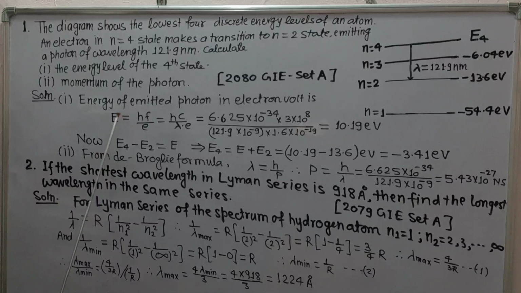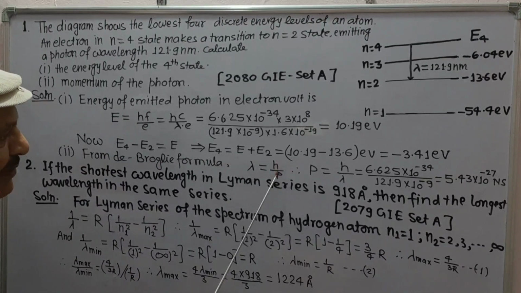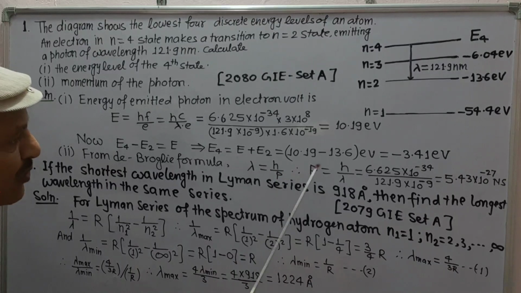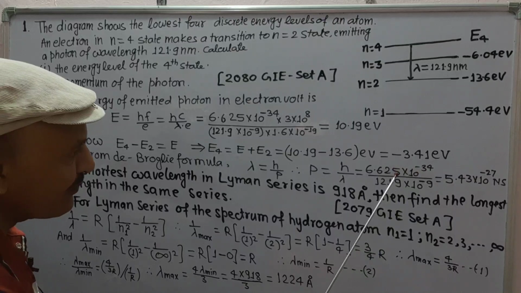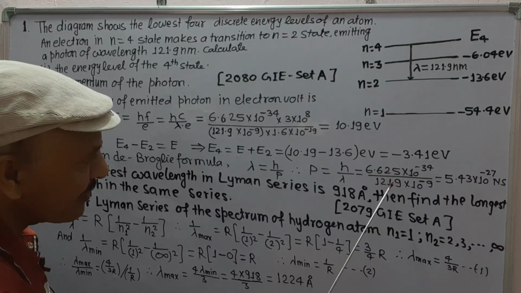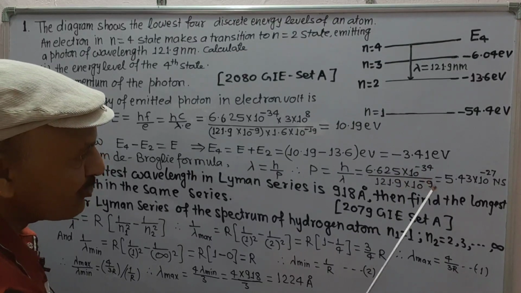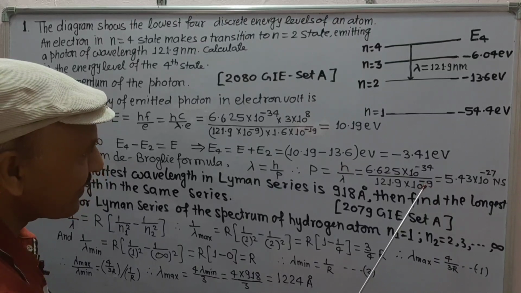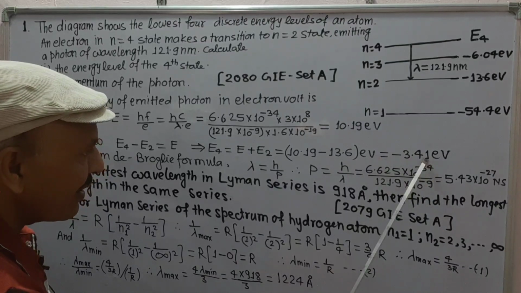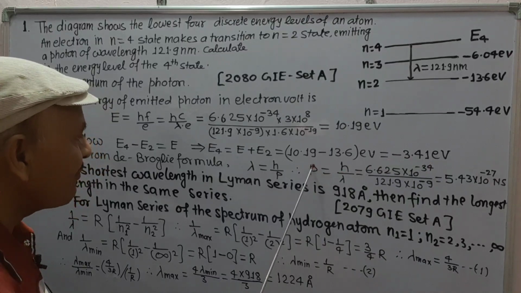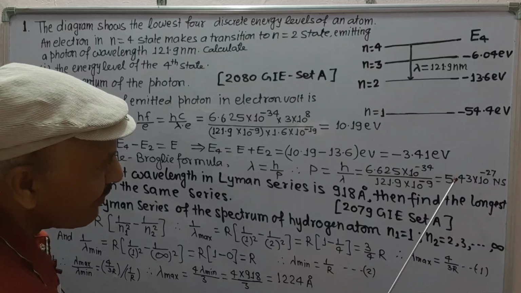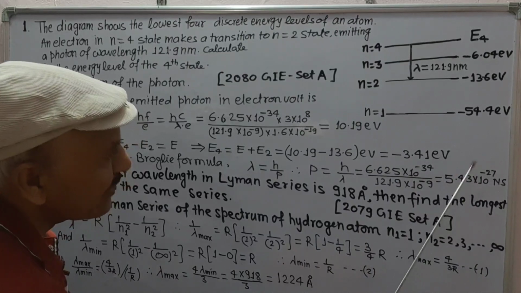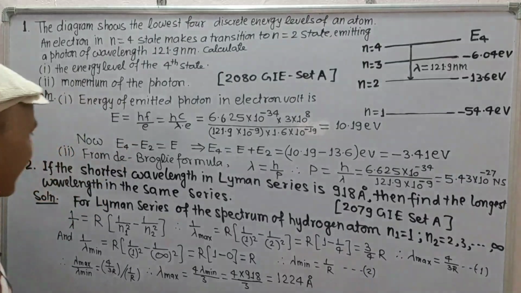Second part, from de Broglie formula, lambda is equal to h upon p. So p will be equal to h upon lambda. h is Planck constant, this much value, and lambda is 121.9 into 10 to the power minus 9 meter. So on calculation we get momentum of photon as p is equal to 5.43 into 10 to the power minus 7 Newton second.